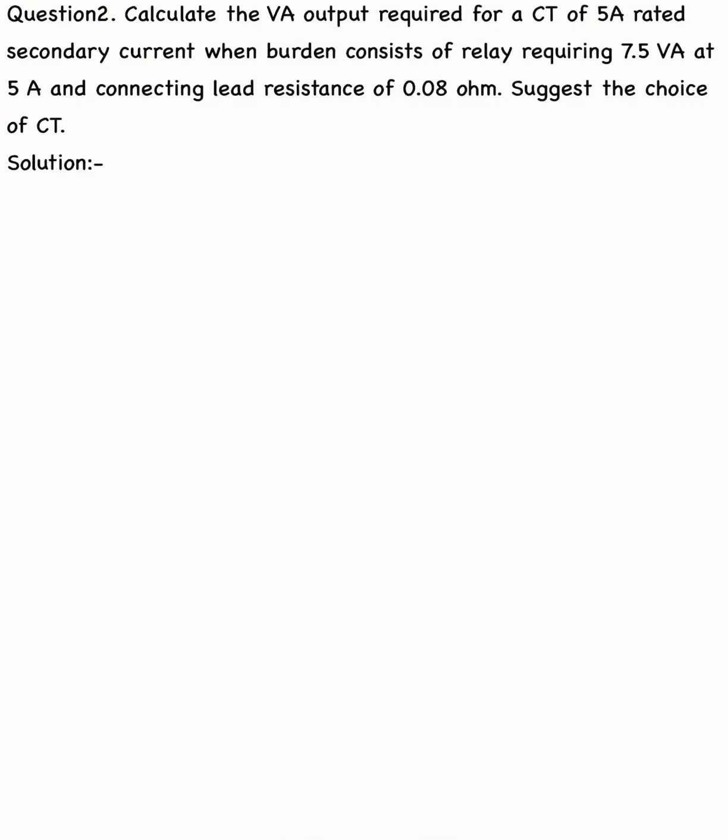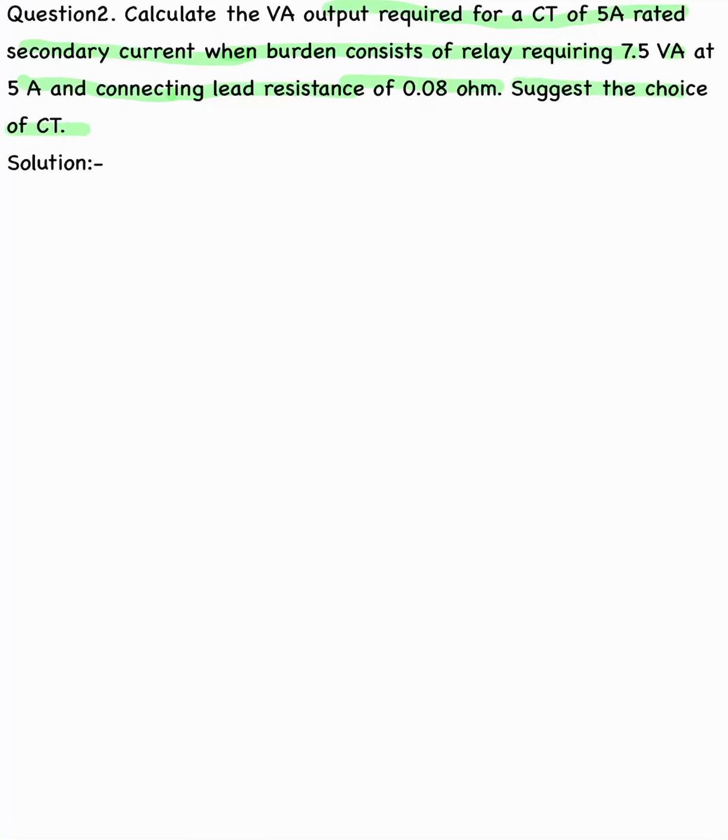Coming to the next question. So the next question is: calculate the VA, voltage ampere output, required for a CT of 5 ampere rated secondary current when the burden consists of a relay consuming 7.5 VA at 5 ampere and connecting lead resistance of 0.08 ohm. Suggest the choice of CT.